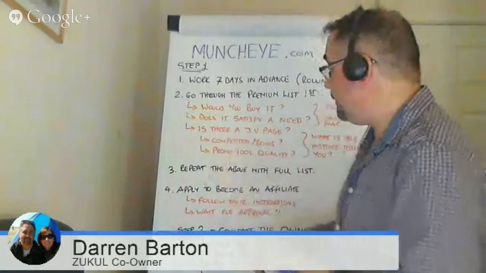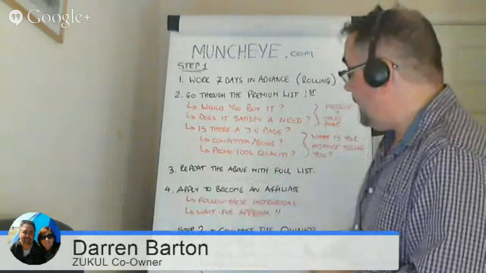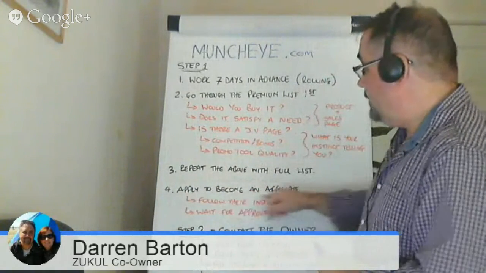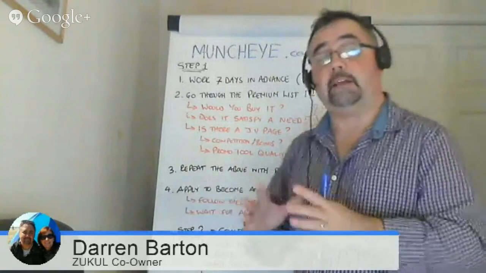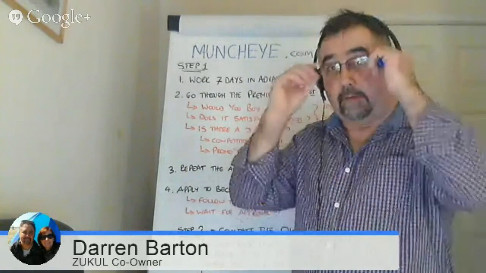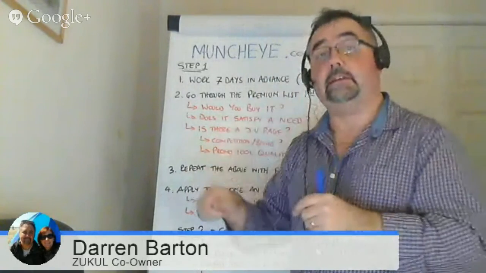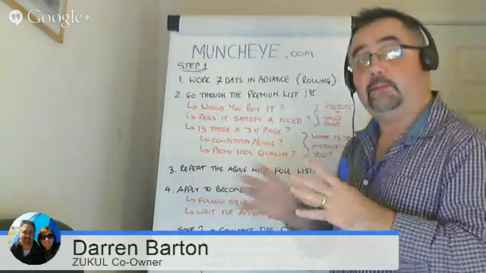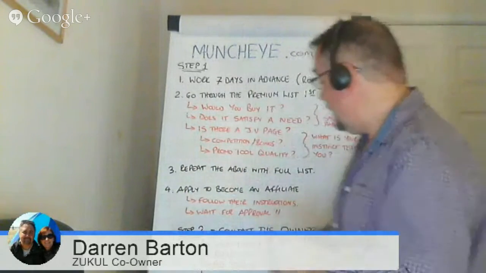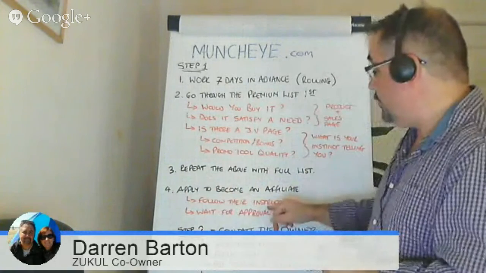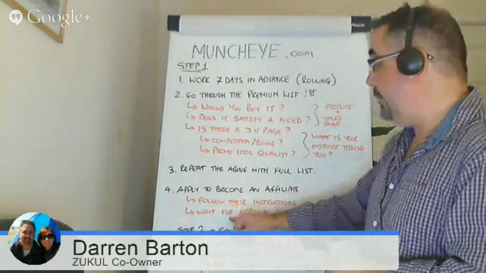So it's not a big job. So step 4, you need to then apply to become an affiliate. Okay, it's not automatic. There will obviously be automatic links on their JV page that you can click on, and you then need to apply to be an affiliate. And then follow their instructions, really clear, and then wait for approval.